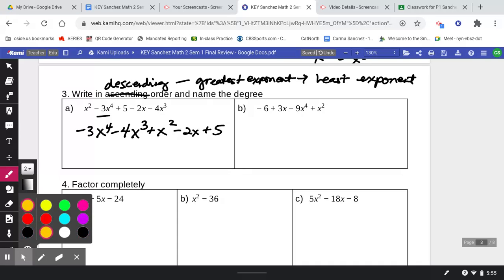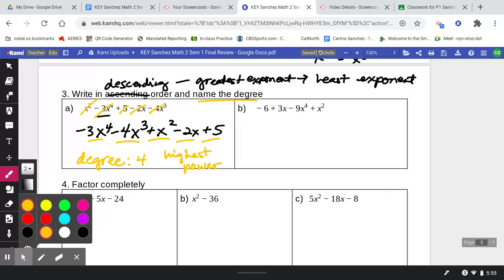If you'd like to cross out as you go, like 3x to the 4th, negative 4x to the 3rd, plus x squared, minus 2x, plus 5, to make sure you use all the components, feel free. It then says to name the degree of the polynomial. Remember that your degree is the highest exponent, so my degree is 4, or my highest power of the polynomial. Let's pause the video here and go do letter B and then see how you did.